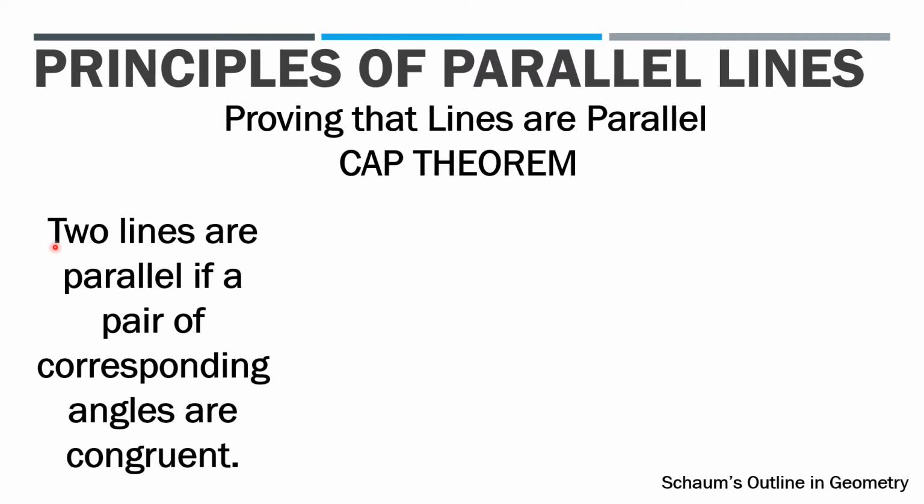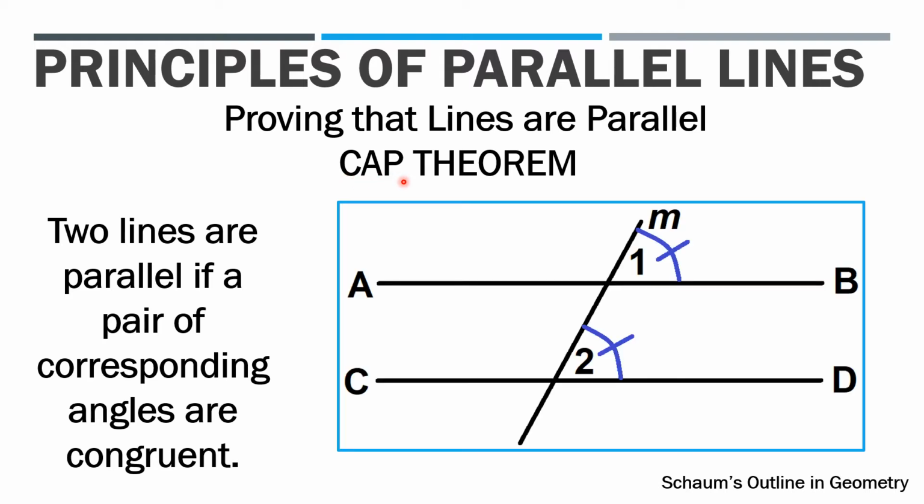Two lines are parallel if a pair of corresponding angles are congruent. This is known as the CAP theorem, or the corresponding angles parallel theorem. In the illustration, since angles 1 and 2 are congruent and are corresponding angles, then by the CAP theorem, we can say that line segments AB and CD are parallel.